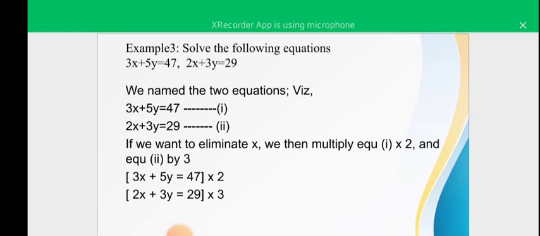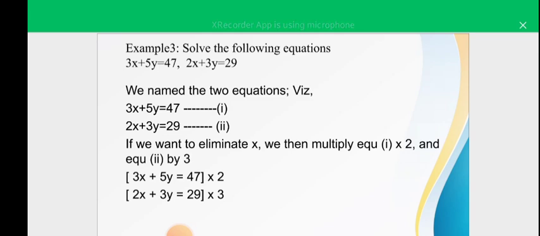Let's go on to another example. In this example, you see, unlike the other one, whenever you are learning mathematics, you are expected to see as many examples as possible, so that you will see different problems, and you will learn how to tackle all these problems whenever you come across them.